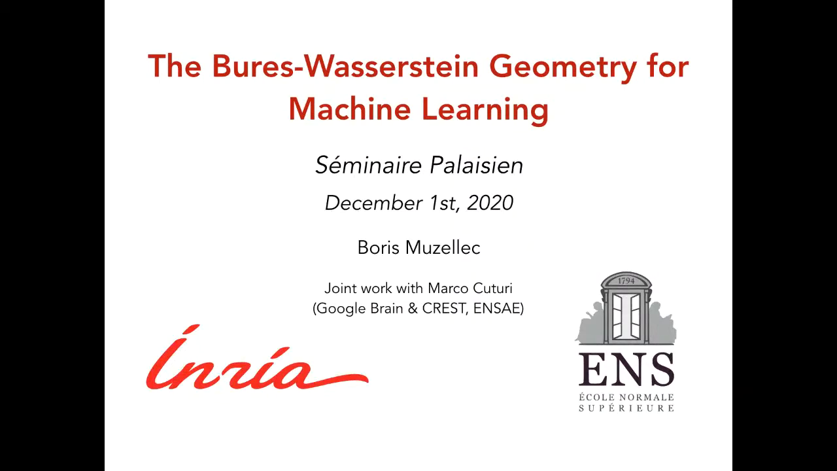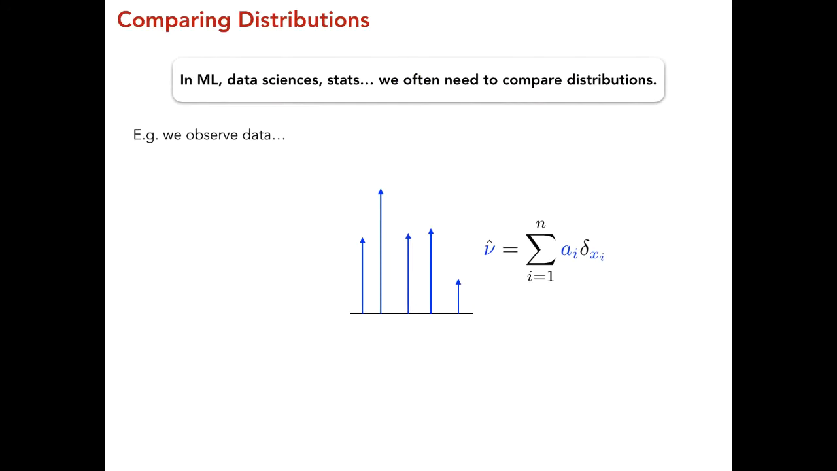All right. So in machine learning, in data sciences, statistics, we often need to compare distributions. So let's say, for instance, we observe some discrete data, usually in the form of a discrete distribution. And what we want to do is to fit a model over it, so a parametric distribution or a neural network, right? And this is essentially what, for instance, generative modeling is about. So you have images, and then you want to fit a model that captures the distribution of the images so that you're able to produce new images.